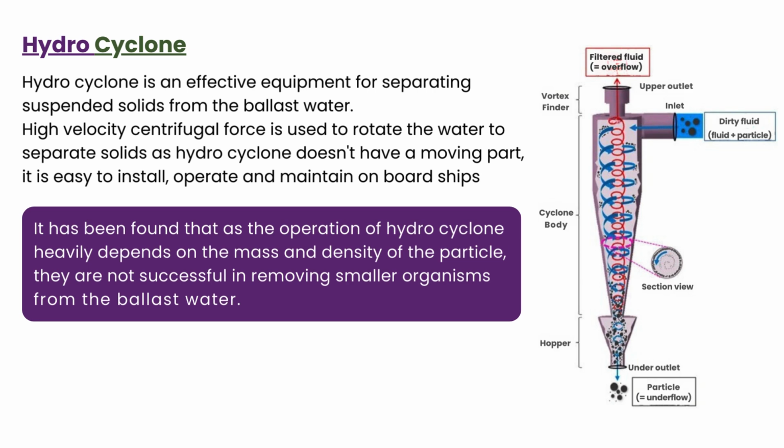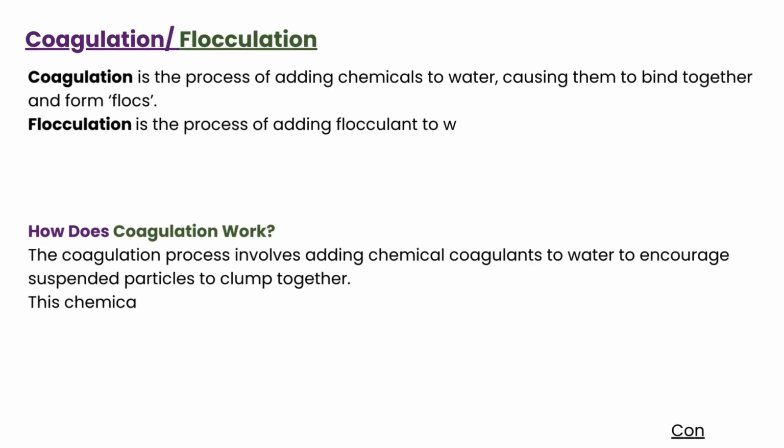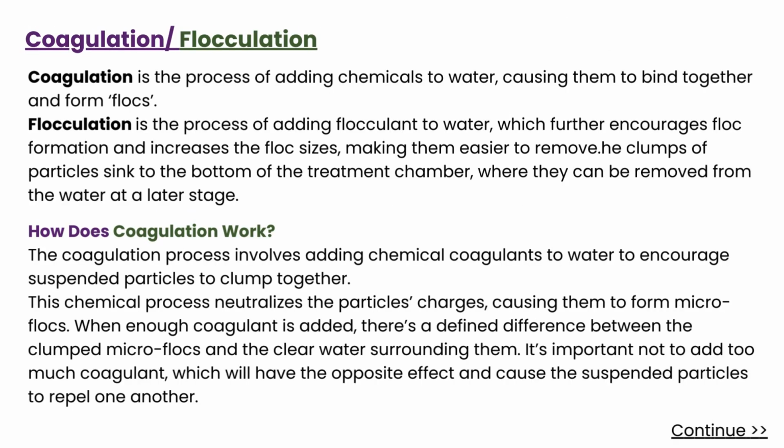So this is the simple principle used for the hydrocyclone. High velocity centrifugal force is used to rotate the water to separate solids, and it doesn't have a moving part. It is easy to install, operate and maintain on board ship. It has been found that as the operation of the hydrocyclone heavily depends on the mass and density of the particle, it is not successful in removing small organisms from the ballast water. In simple words, you have either the filtration or the hydrocyclone, but another third method is required, which is coagulation and flocculation.